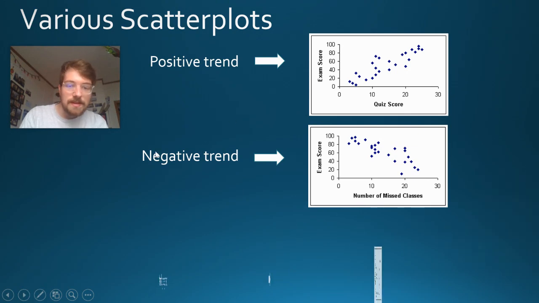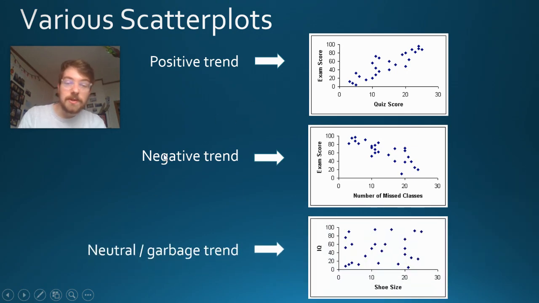And the last one in this case could be a neutral trend, or what I refer to as a garbage trend, because it's just a big smattering of dots. There's nothing to work with at all. This one is showing shoe size versus IQ, which, even thinking about that, it's like, duh, those are not related at all.